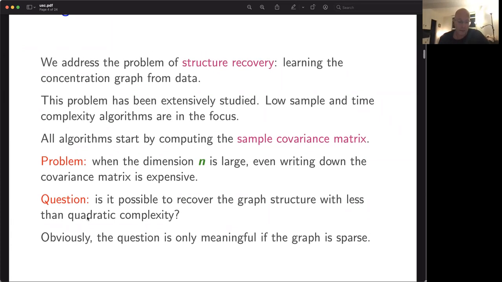Now clearly this question is only meaningful if this graph is sparse. If the underlying graph is dense, then just writing down the graph already takes quadratic time. So we have to assume that the graph is sparse, and this is always the focus of the research: the graphs tend to be sparse, otherwise they are not interesting.